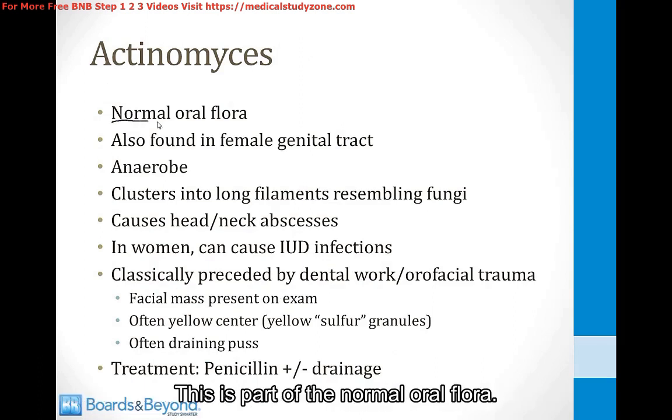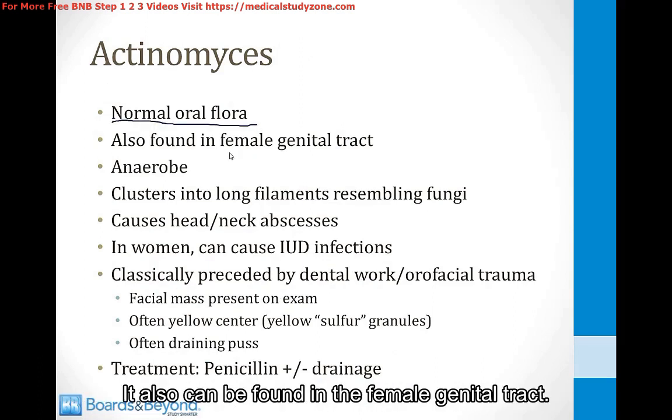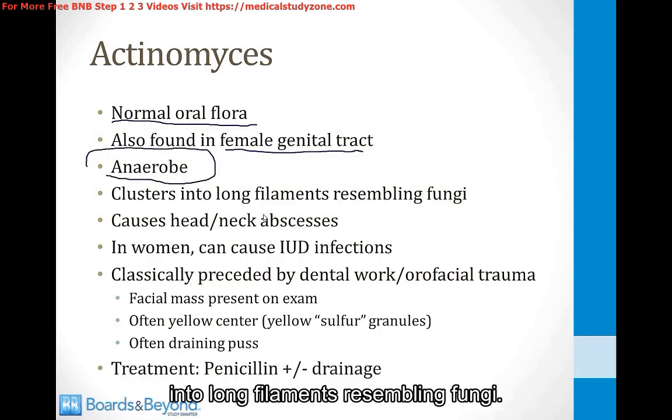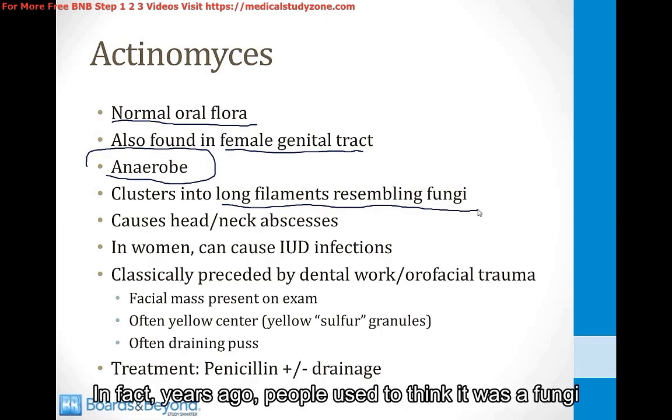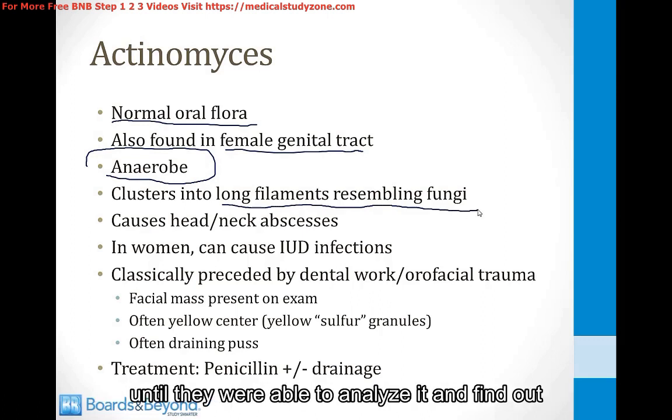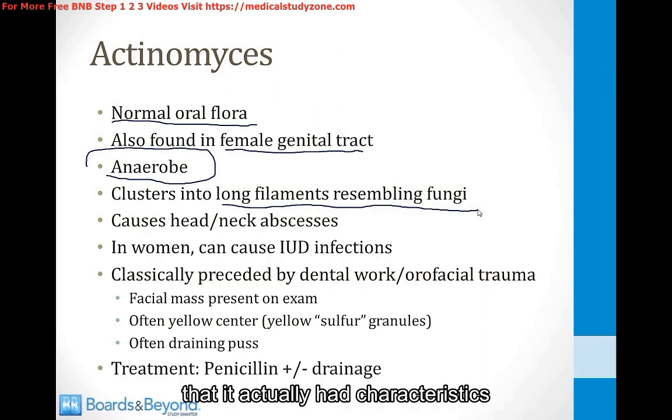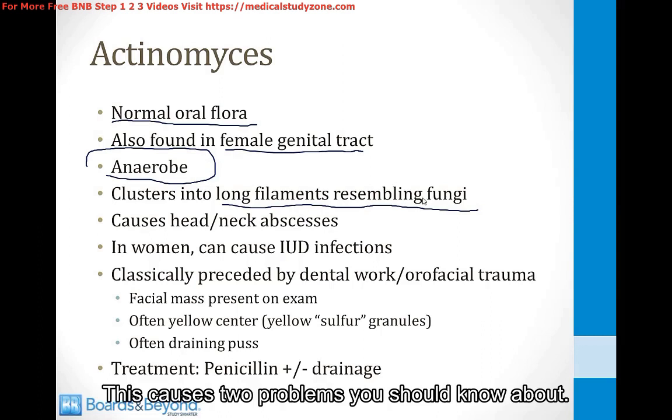This is part of the normal oral flora. It also can be found in the female genital tract. It is anaerobic, and it clusters into long filaments resembling fungi. In fact, years ago, people used to think it was a fungi until they were able to analyze it and find out that it actually had characteristics more consistent with bacteria. This causes 2 problems you should know about.